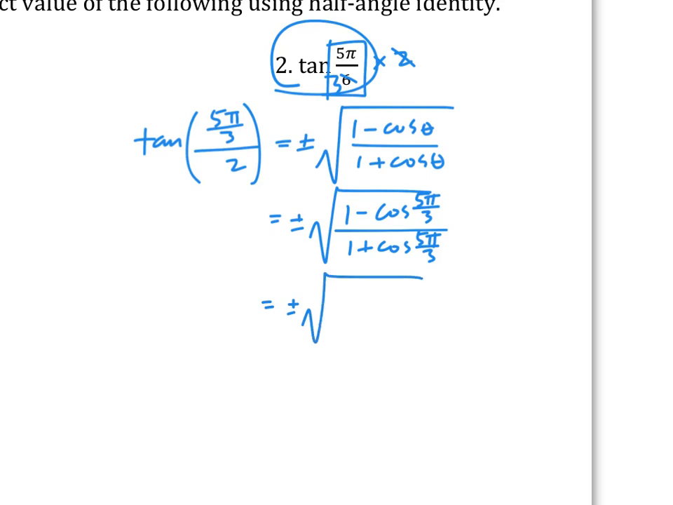All right. 5 pi over 3 for cosine. So let's think about where 5 pi over 3 is, and then ask yourself, what is the cosine of that angle? All right, so it is going to be 1/2.